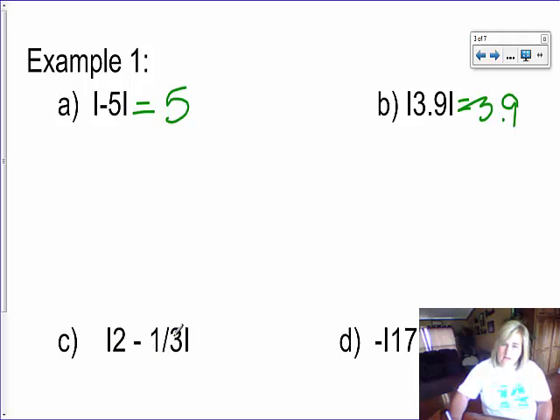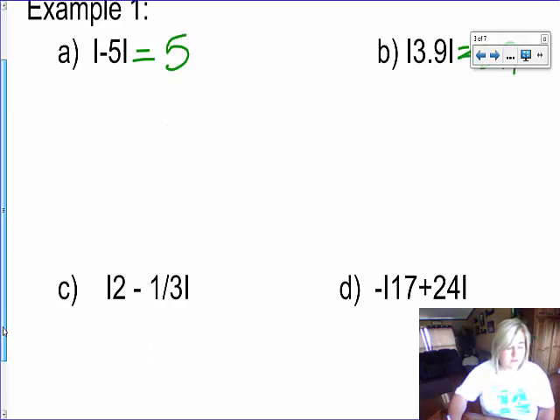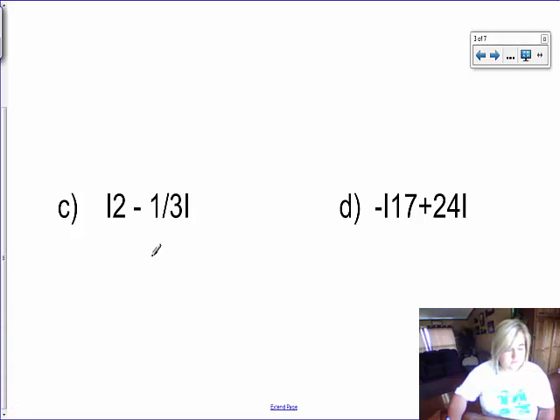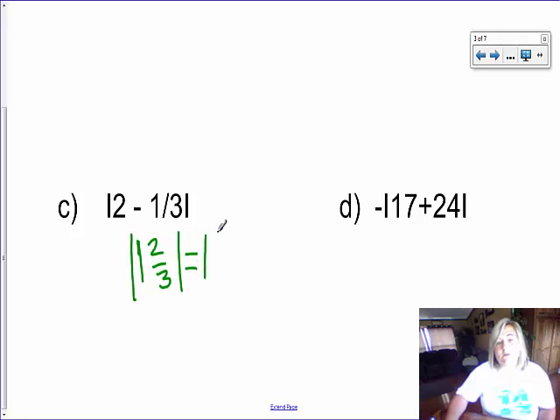And then we have problems like these, where we have a problem inside of the absolute value. Whenever we have this, we have to simplify everything inside before we can find the absolute value. So if I have 2 minus 1/3, 2 minus 1/3 is going to give me 1 and 2/3. And I still want the absolute value of that, which is still going to be 1 and 2/3, because 1 and 2/3 is 1 and 2/3 away from 0.